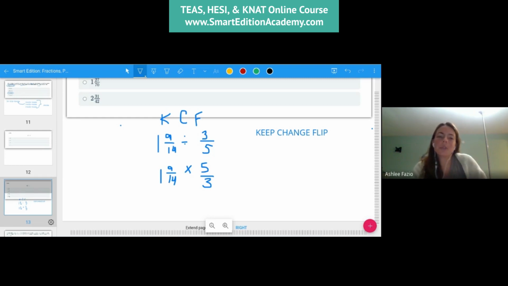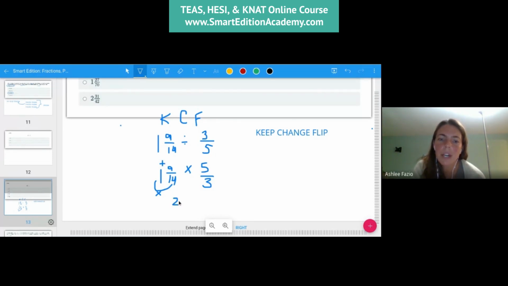For me, I like to get rid of this mixed number here and turn this into an improper fraction, so I can do the process of just going across the top and across the bottom. So here's a quick reminder of how to do that. You just do 14 times 1, which happens to be 14. And then you add the top number. So 14 plus 9 would be 23.